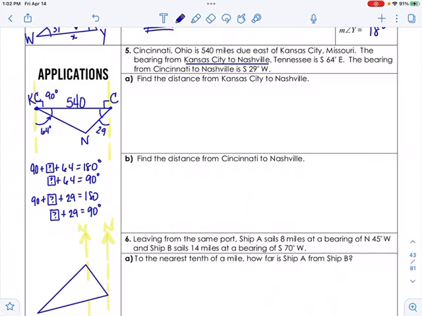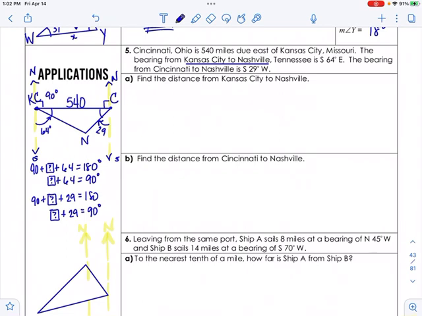So you see the yellow line? That's my due north, south, if you will. So I've got 64 degrees, and you see it bending towards the east to go to Nashville, capital N. The bearing from Cincinnati to Nashville is south. So if you look at Cincinnati, C, and look at the north-south, here's the south for the bearing. And you see I'm 29 degrees west of south, so it bends to the west. South, bend to the west.